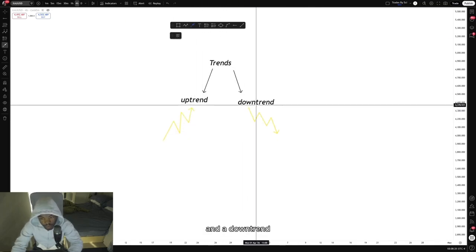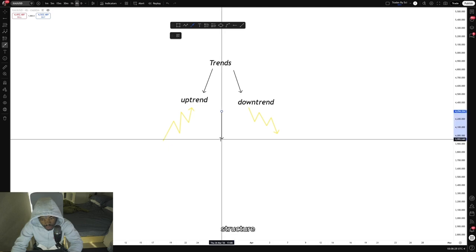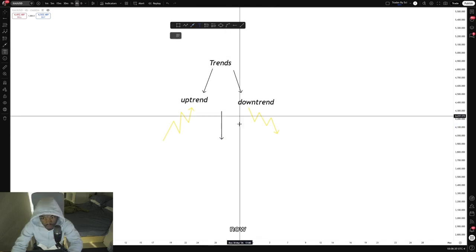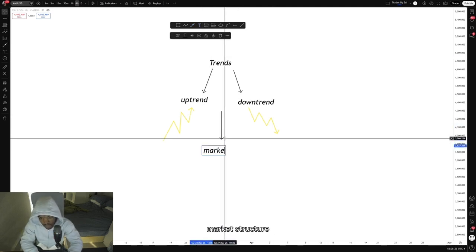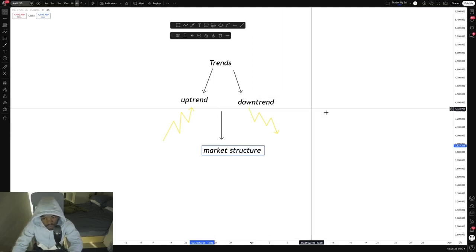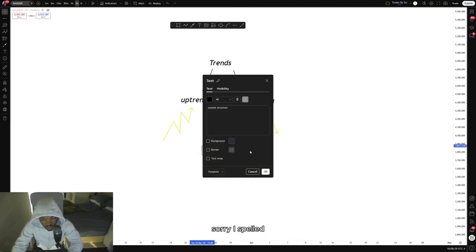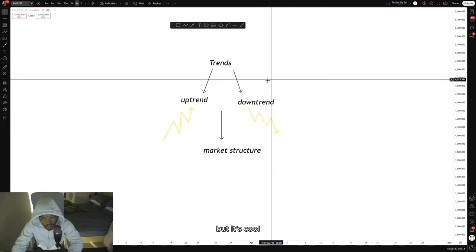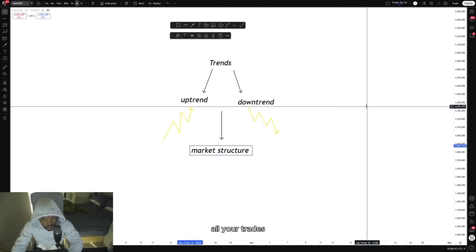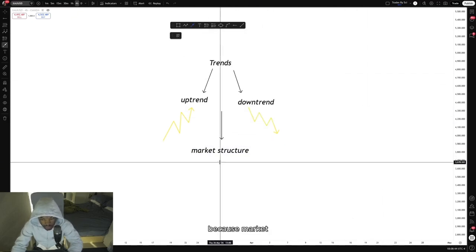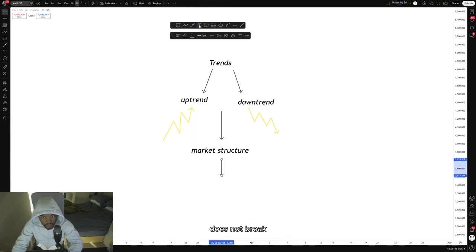Well, an uptrend and a downtrend is market structure. All this is market structure. Now, why do you need to know what market structure is? Market structure is basically going to be your cheat code to pretty much all your trades. Sorry, I spelled structure wrong, but it's cool. This is going to be the cheat code to all your trades. Why is it a cheat code? Because market structure does not break.